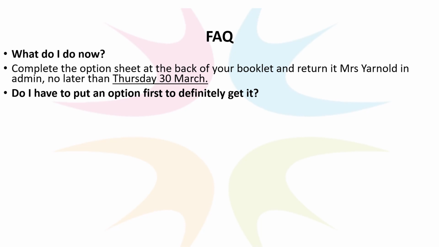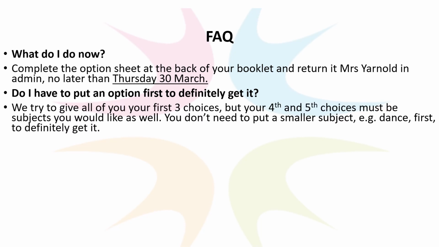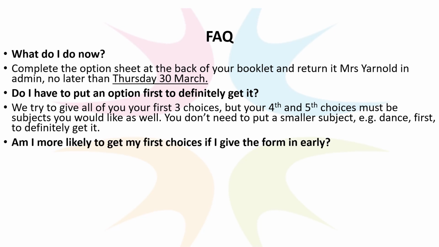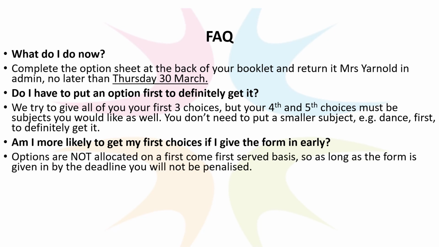No, you don't have to put an option first to definitely get it. We do try to give you your first 3, but your 4th and 5th must be subjects that you would still like to do as well. You don't have to put a subject that is smaller first to get it. Definitely, I do not allocate places on a first come, first served basis. As long as your form is in by the deadline, you won't be penalised. But obviously, after that date, I cannot guarantee anything.